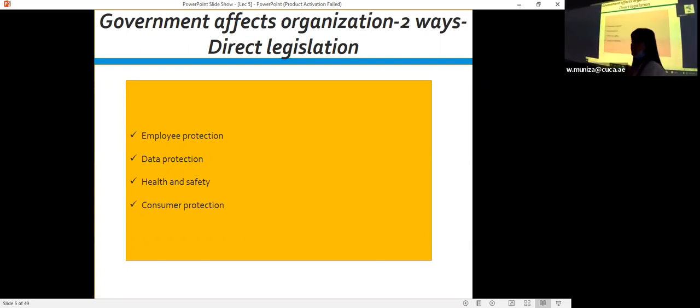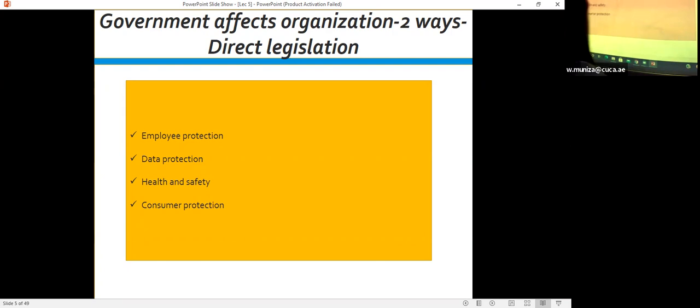For example, Employee Protection Acts are there. Every employee working in the organization is the prime responsibility of the employer. They should be provided with safe working conditions, and with conditions in which the stress level does not increase. Even in organizations, there are strict policies.